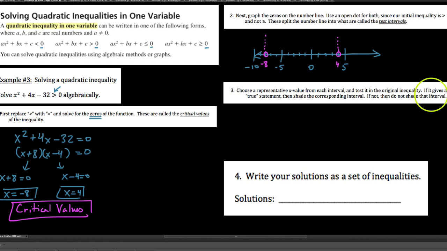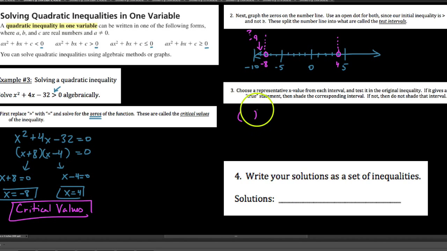So you notice I say, if it gives a true statement, then shade the corresponding interval. If not, then we're not going to shade that interval. So the very first x value I'm going to choose here is not negative 8 itself, but one to the left of that. I'm going to choose negative 9. And I'm just going to say, is this a solution to the initial inequality?